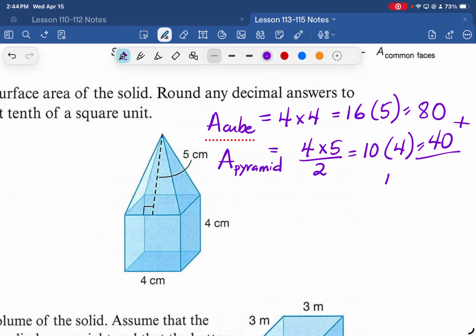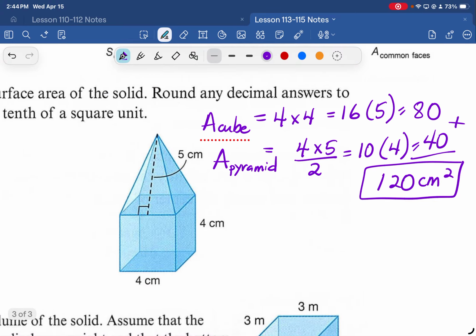Add those. So it's 120. 120 what? Centimeters squared. Centimeters squared because it's surface area. Good work. Super easy if you know your formulas. Y'all just seem to know them really quick, so you spout them out.